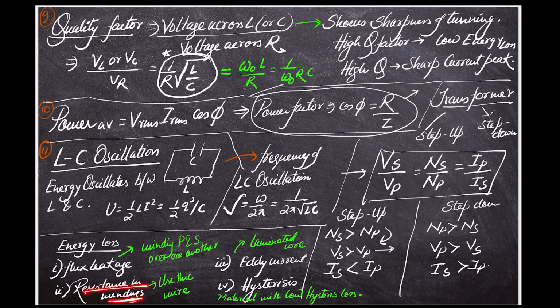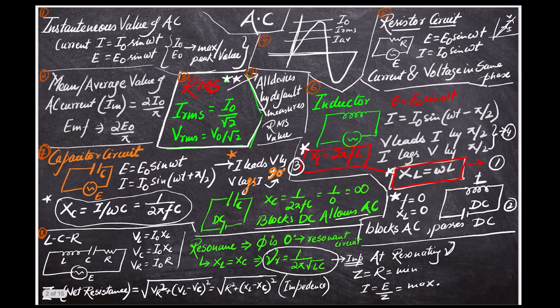Resistance in the windings: we can use thick wires. Eddy current: we can use a laminated core. And hysteresis: by taking a material having low hysteresis loss. So this is the sum up of all the formulas that we need to know. That is like the max we need to know.